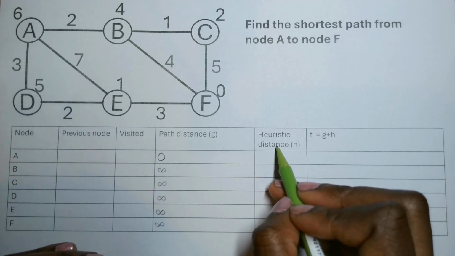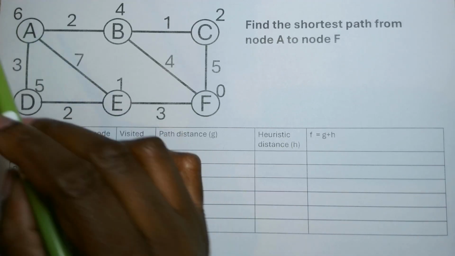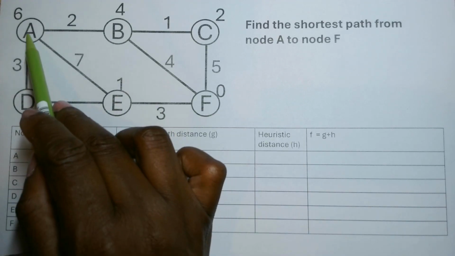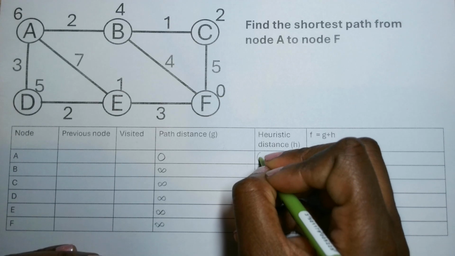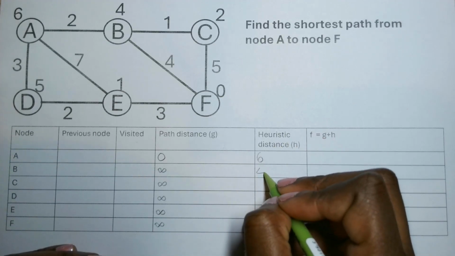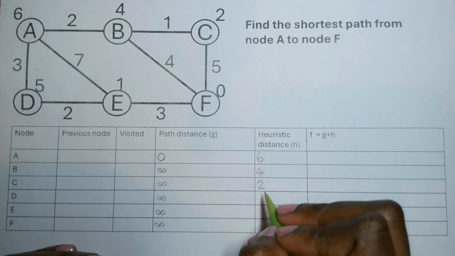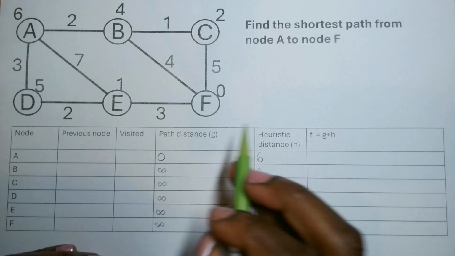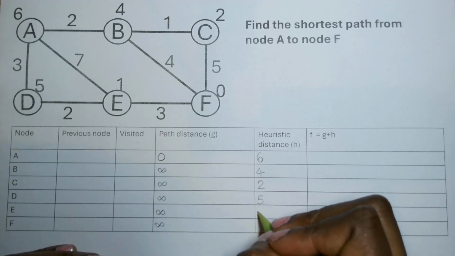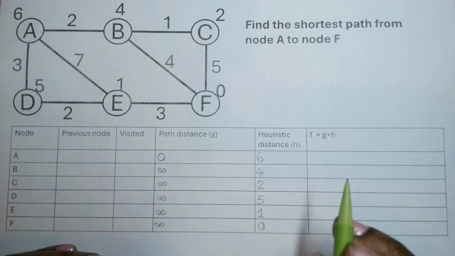The heuristic distance is the numbers on top of the node. So the heuristic distance to F at A is 6, B is 4, C is 2, D is 5, E is 1, and F is the target, so that's always 0.